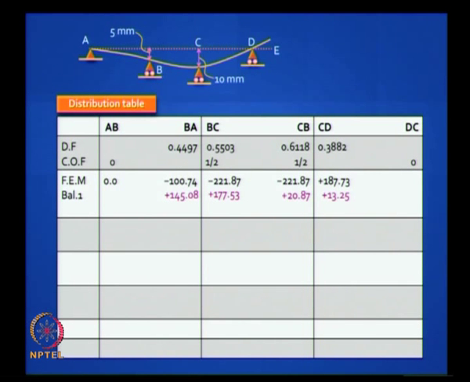Now is the time to do the carryover. How do you do the carryover? You can put some arrow marks to help you. 50% of the moment gets carried over, plus half. So is this self-explanatory? Everything is clear?